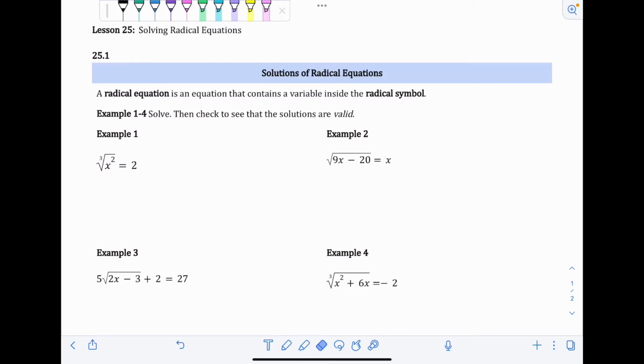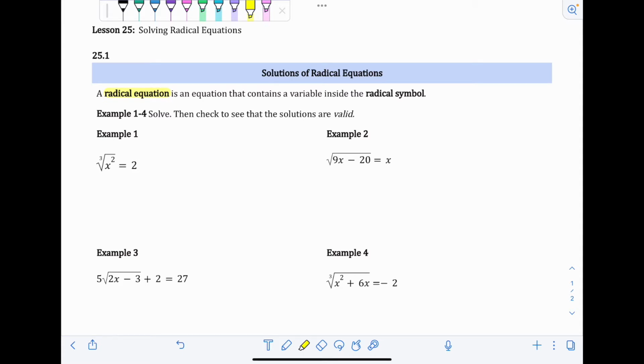Lesson 25 is solving radical equations. So in 25.1, we're going to introduce solving them, and then 25.2 is talking about extraneous solutions. So 25.1, a radical equation is an equation that contains a variable inside the radical symbol.